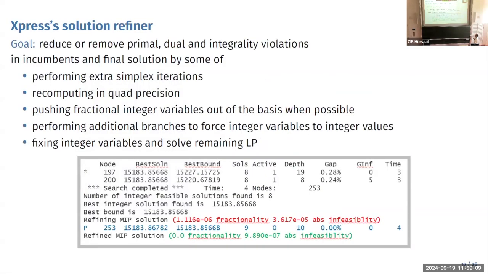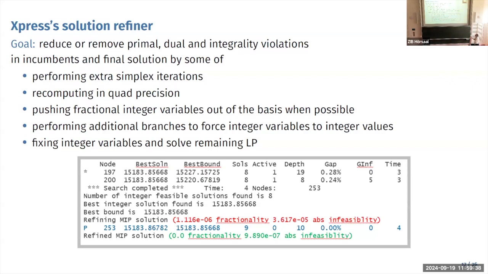Oh yeah, Express has something else, a solution refiner. So once you obtain a solution, you're not necessarily stuck with it, right? You can try to actually improve the numerics, the feasibility of this solution. That's implemented by Express, but that's mathematically a very general concept, right? You can try to reduce or remove violations that you have in primal feasibility, dual feasibility, or integrality.